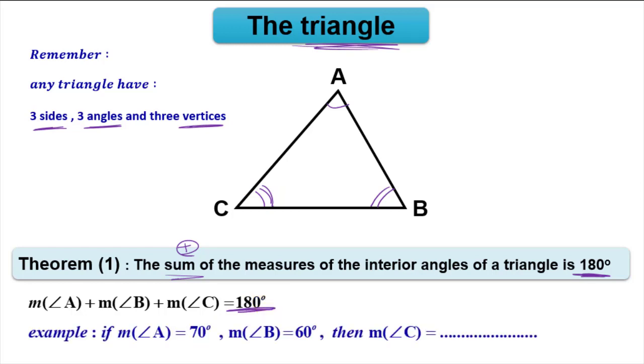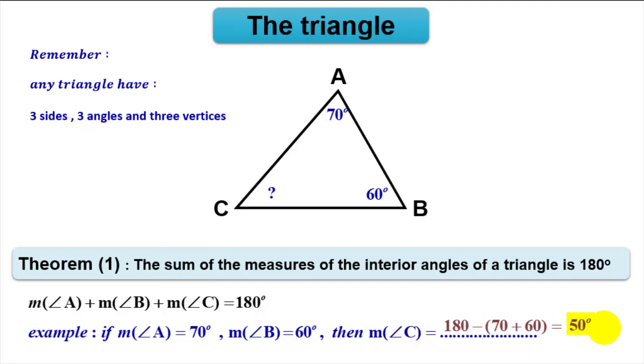Example, if the measure of angle A equals 70 degrees and the measure of angle B equals 60, then the measure of angle C equals what? To find the measure of angle C, we subtract 70 and 60 from 180. Then the measure of angle C will equal 180 minus (70 plus 60), and it must be inside brackets. The answer will equal 50 degrees.